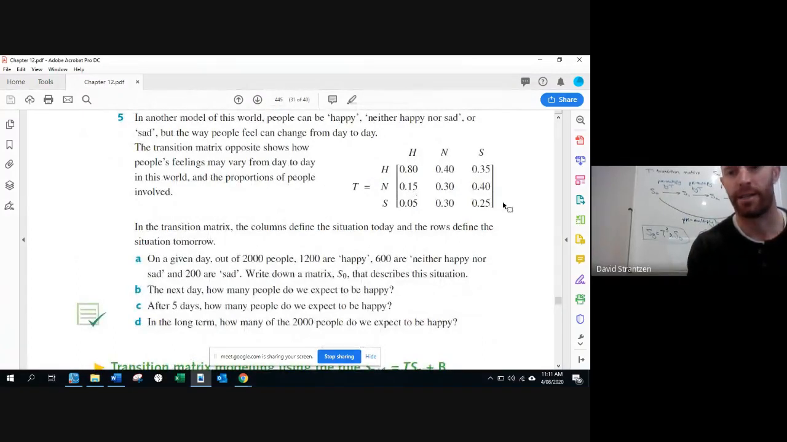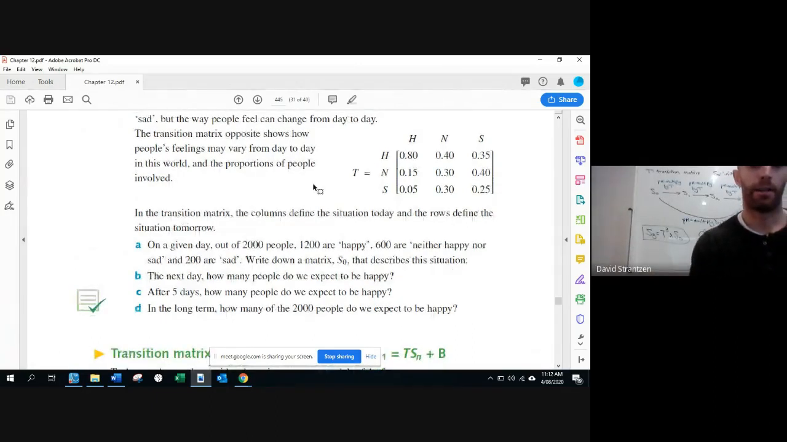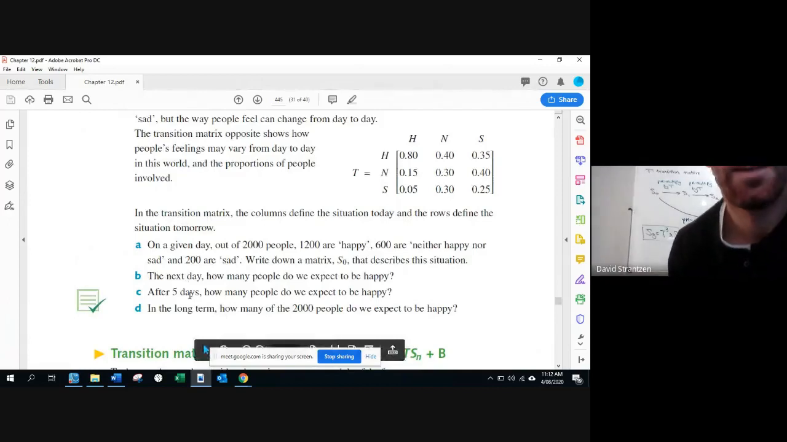So this is our transition matrix. The columns always add up to 1. We're going from and to. So from happy to happy, 80% of people who were happy one day will remain happy the next day. 15% of people who were happy one day will become neither happy nor sad the next day, and 5% will become sad, and so on. We might focus on parts C and D, right?